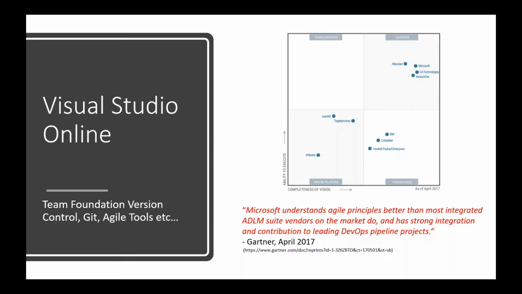Also, there are a lot of agile tools within the portal and also integrated into SQL Server Data Tools. According to Gartner, Microsoft is actually one of the front runners on the DevOps pipeline projects. I haven't been able to get a more current update than April 2017, but that looks, well, I was a bit surprised because I thought on some points they were lacking, but I don't question the Gartner report.